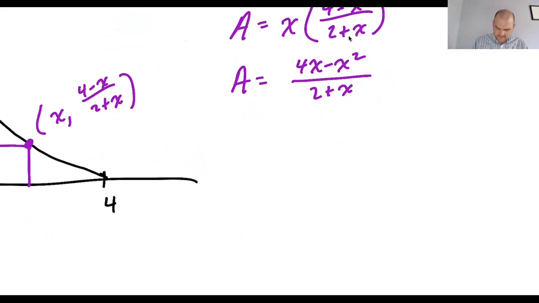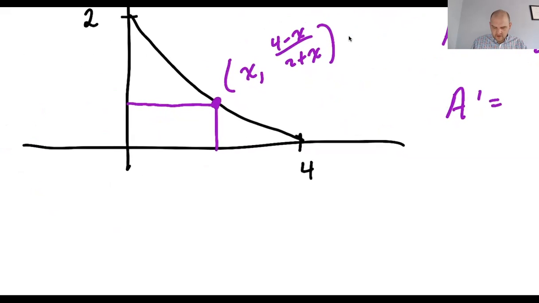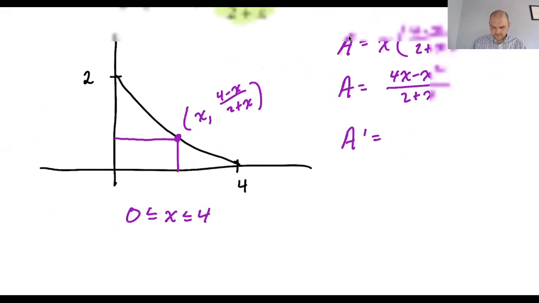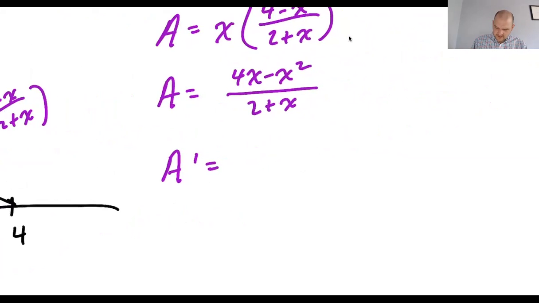So here, A prime. You know, partly to avoid finding A prime right now, we did say that we know that x will have to be between 0 and 4, right, if we're going to stay in the first quadrant. So we also know that. All right, let's find the derivative. No more avoiding it. So bottom times the derivative of the top is 4 minus 2x minus top.